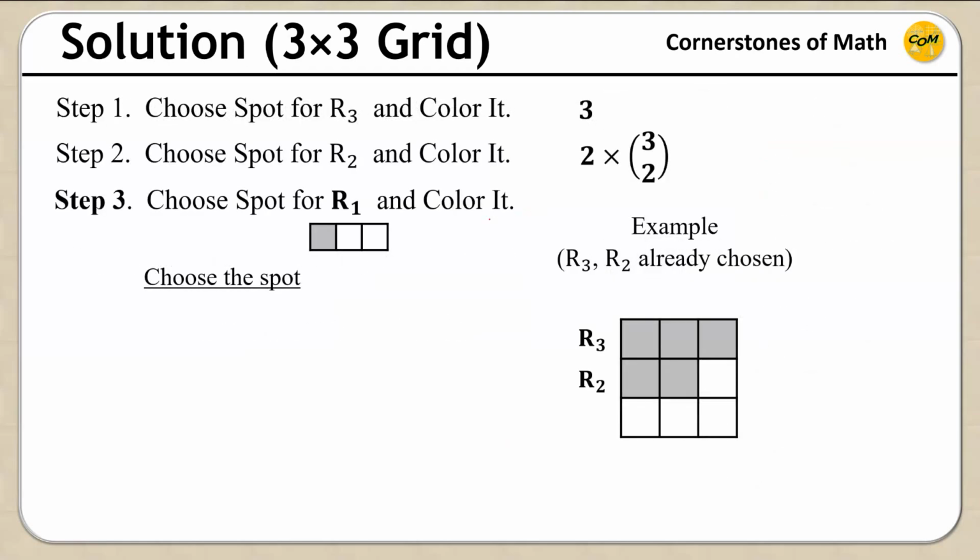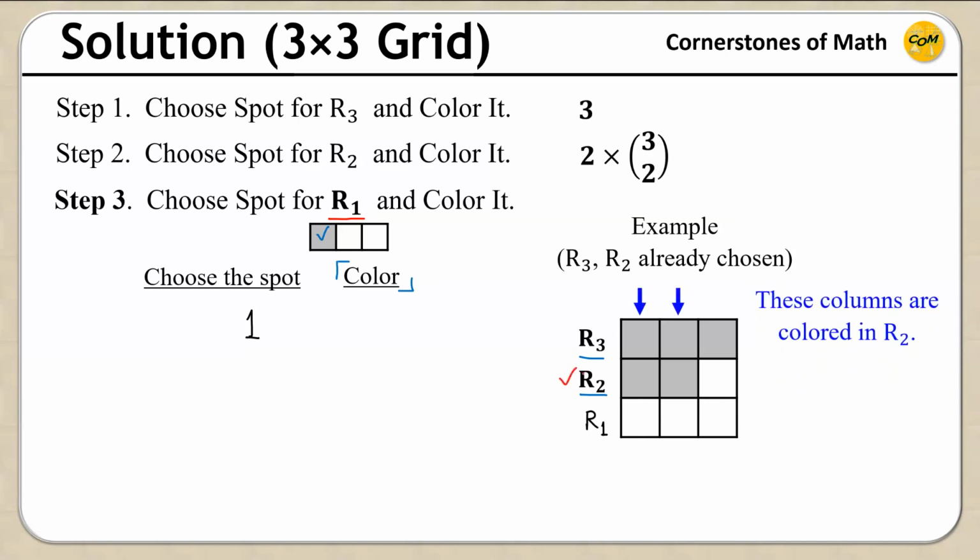Now the third and final step for row R1. Given that rows R3 and R2 are already chosen, the only remaining row automatically becomes R1, so there is only one way to choose the spot for R1. The important question here is, how many ways are there to color this row R1? We color 1 square in row R1, but in order to satisfy the condition given in the problem, which is that 1, 2, and 3 squares are colored in each column as well, we color the square like this.